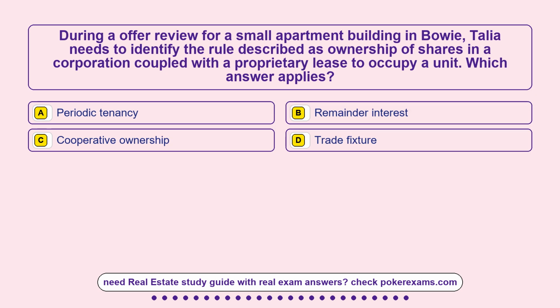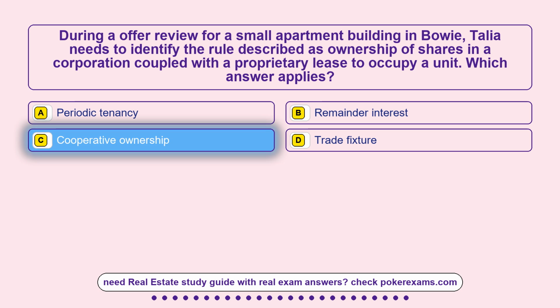Question 13. During an offer review for a small apartment building in Bowie, Talia needs to identify the rule described as ownership of shares in a corporation coupled with a proprietary lease to occupy a unit. Which answer applies? Option A, periodic tenancy. Option B, remainder interest. Option C, cooperative ownership. Option D, a trade fixture. The correct answer is option C, cooperative ownership.